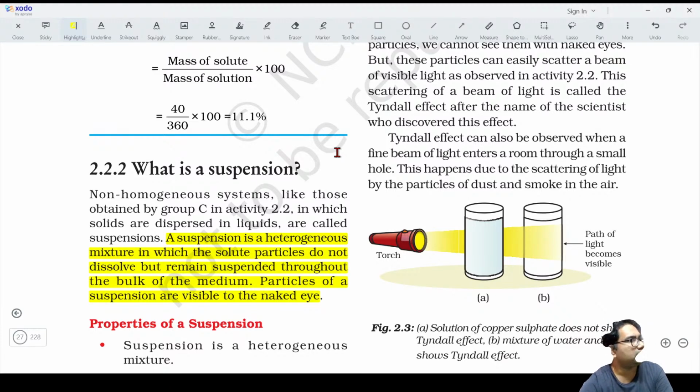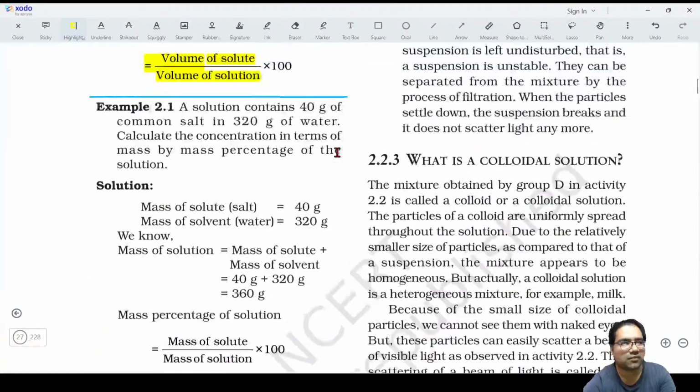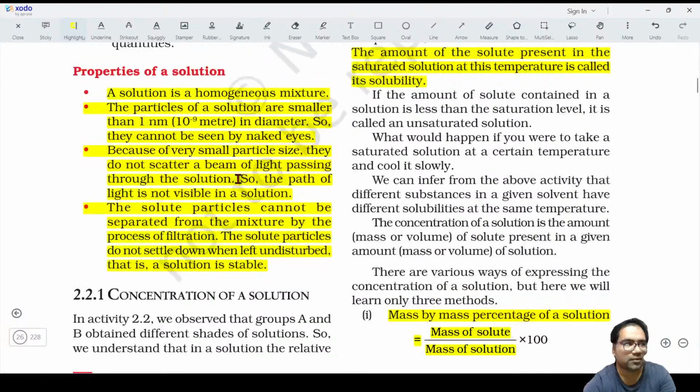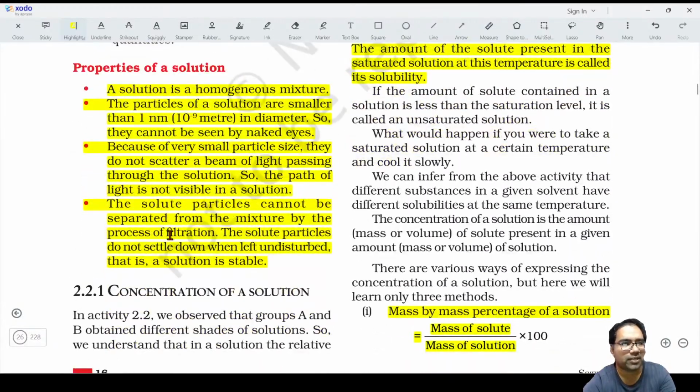It doesn't scatter the beams of light, and it cannot be separated by the process of filtration or any physical process. The particles do not settle down when left undisturbed. A solution is stable, and the path of light is not visible.